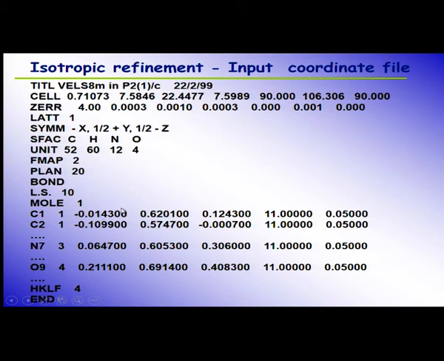Then coordinates are there. I am not going to change the occupancy, because each atom has already come with full occupancy 1. Now, the thermal factor I am assuming 0.05. I am giving equal values for all the atoms.